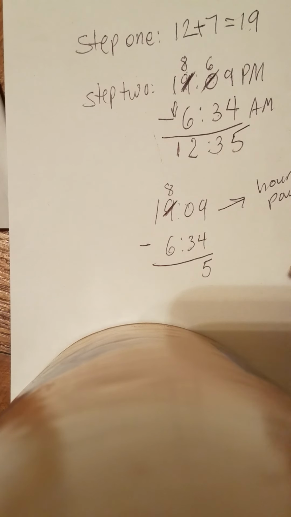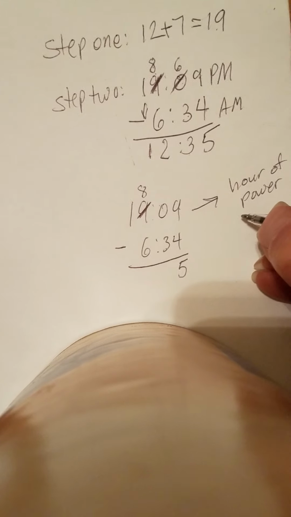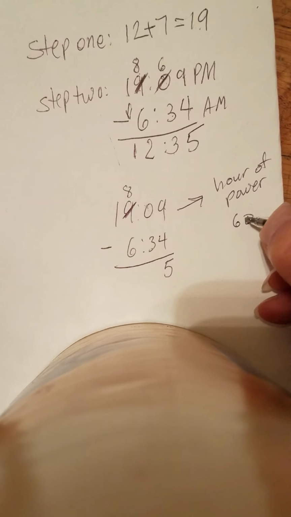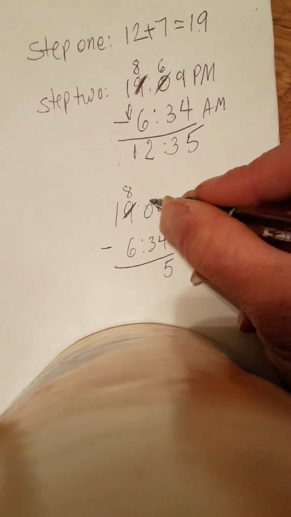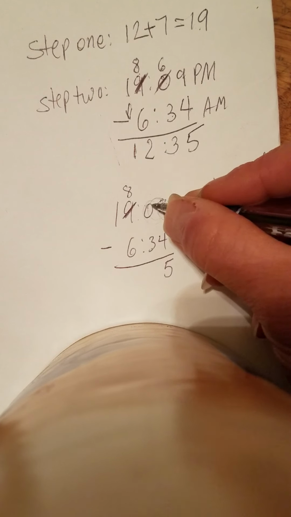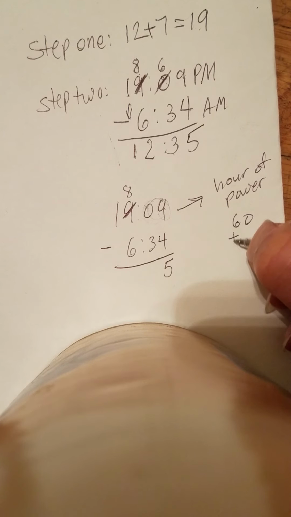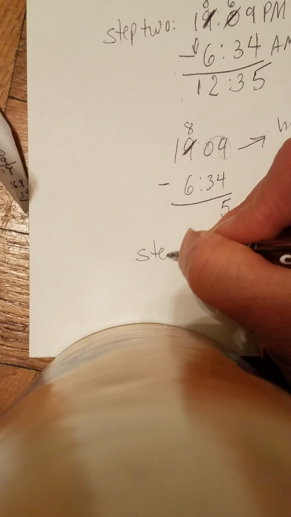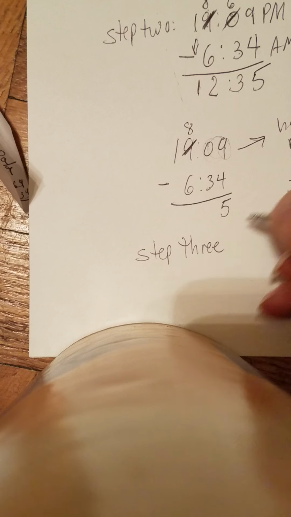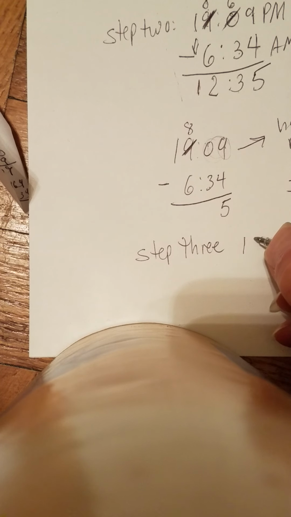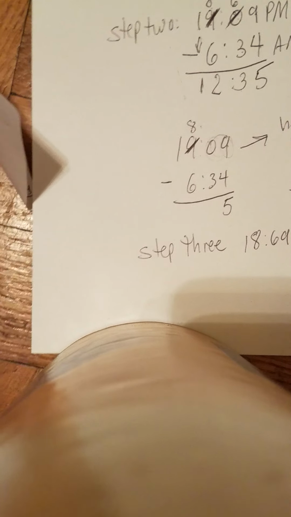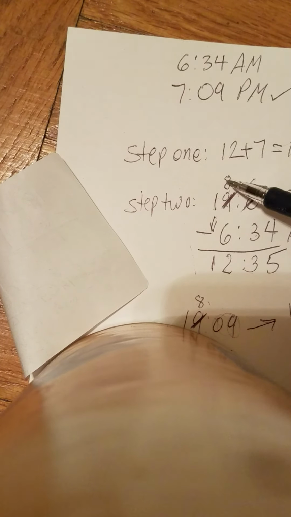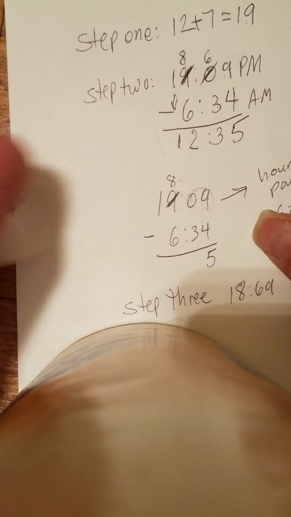So now let's go to an hour of power. And how many minutes are there in an hour? Yes, indeed. There are 60 minutes. We add that to 9, or whatever number might be over here. It could be 16, doesn't matter. Plus 9 becomes 69. So then, step 3, if you're doing it that way, would be 1869, which is the same as over here, if you notice. 1869, it's the same thing.